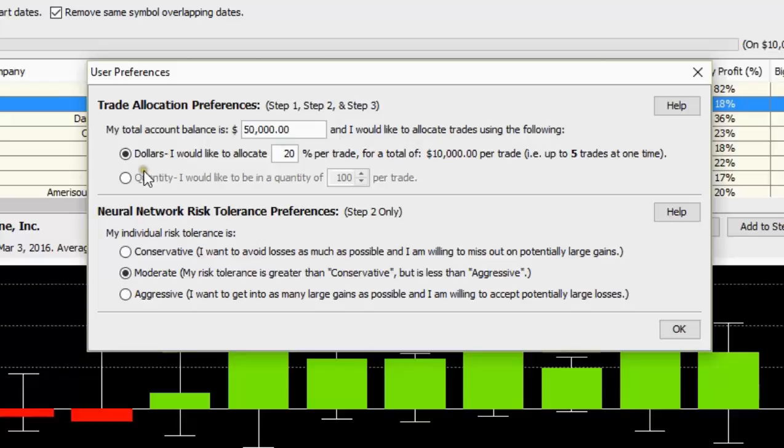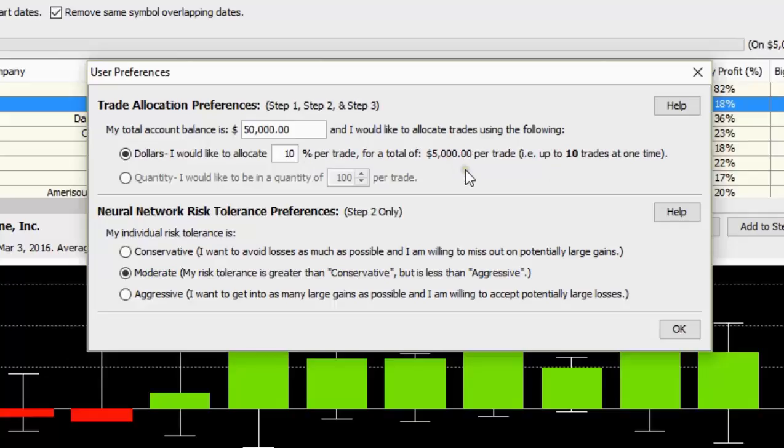And I would like to allocate trades using the following. The first selection here is dollars. I would like to allocate, and the default we have here is 20% per trade for a total of $10,000 per trade, i.e. up to 5 trades at one time. Now notice if we change 20% to 10%, that the calculations are then reflected in the sentence structure over here, hopefully giving you again a more accurate representation of your own personal portfolio.